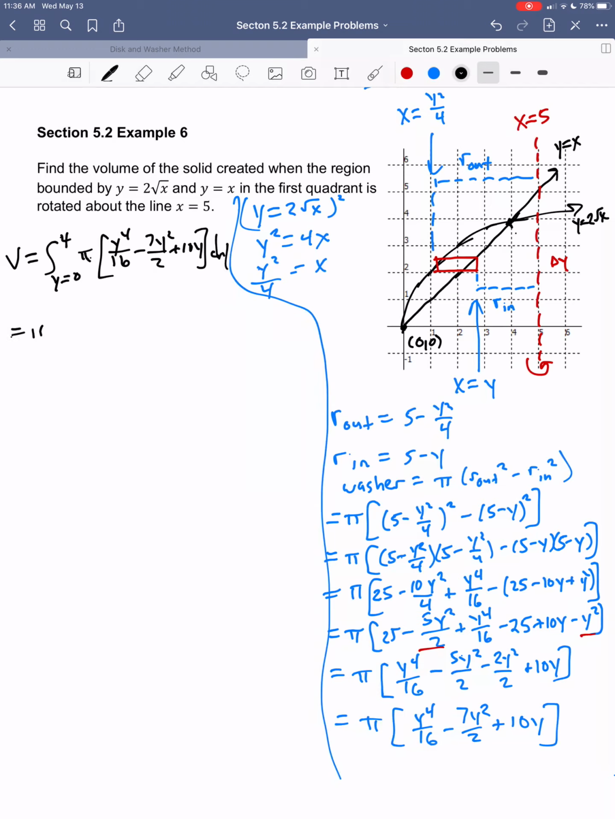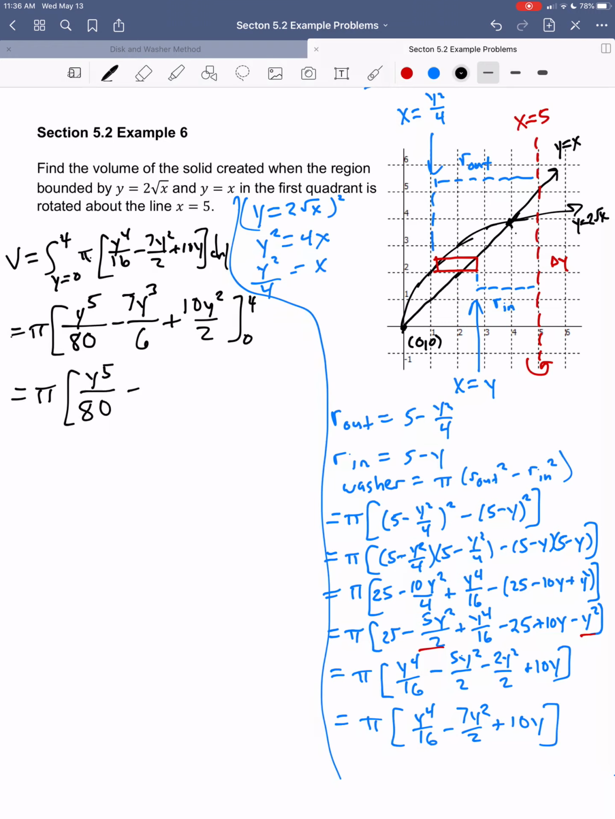So I take out the pi, and now I start taking the antiderivative. Y to the 4th becomes y to the 5th. I would have to put another 5 in the bottom. 5 times 16 is 80. We would get 7y to the 3rd. I'd have to divide by a 3, put another 3 in the bottom. 3 times 2 is 6. And then here, 10y squared over 2. So I get y to the 5th over 80 minus 7y to the 3rd over 6 plus 5y squared.